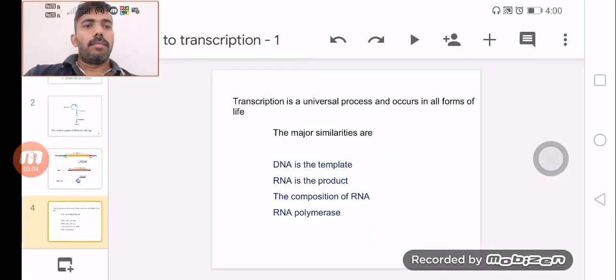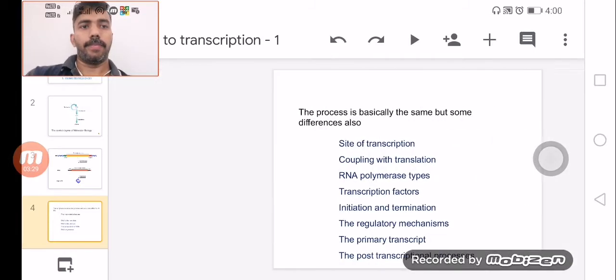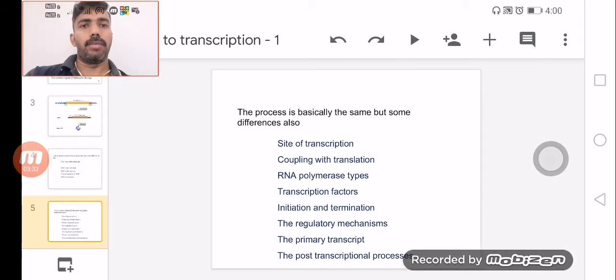These are some similarities of the transcription reaction seen in different forms of life. The most important thing is that DNA is the template molecule in all organisms, prokaryote or eukaryote, and RNA is the product. The composition of RNA is the same, and the enzyme associated with the reaction in all forms is called RNA polymerase, even though there are slight differences between them. Even though we can see certain similarities, there are differences also.